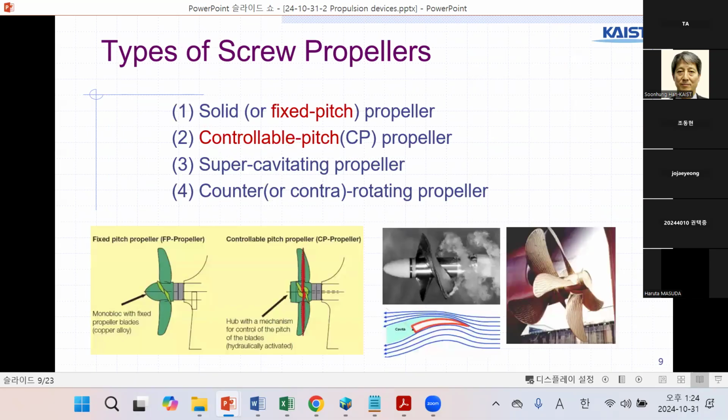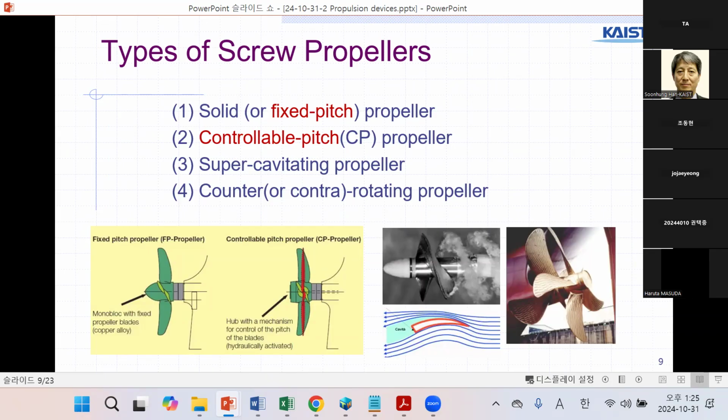Types of screw propellers. Solid fixed pitch. This is a normal, conventional propeller. You don't see such a one here. Oh, this one is fixed pitch. So here's a conventional one. Fixed means no pitch change. Pitch is the angle of attack.